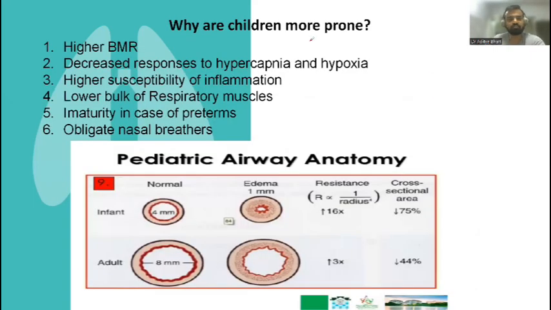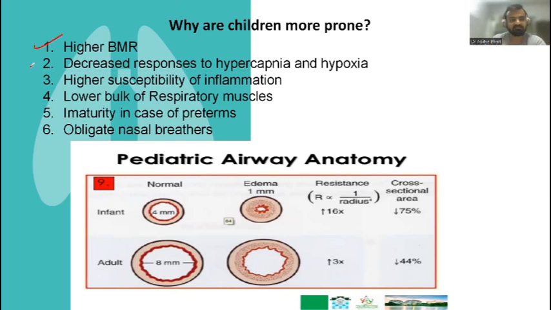Now, why are children more prone to respiratory failure compared to adults? So there is higher BMR. See, many patients will come to the OPD saying my child's head is warm. Why? Because there is increased metabolism, increased blood flow requirement, and the metabolism is higher. That is why children eat and they do not usually get fat when they are younger. So there is higher BMR.